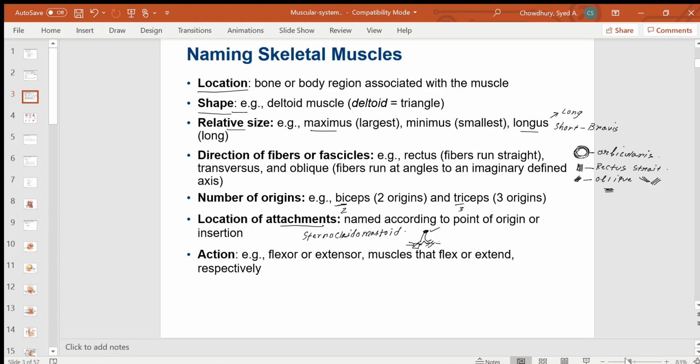Okay. So by the action, abductor, adductor longus, adductor magnus. Why are they called adductor? They do adduction. Adduction is an action. Pronator, supinator, all those names are based on the actions. So you see that different muscles are named based on a number of things.